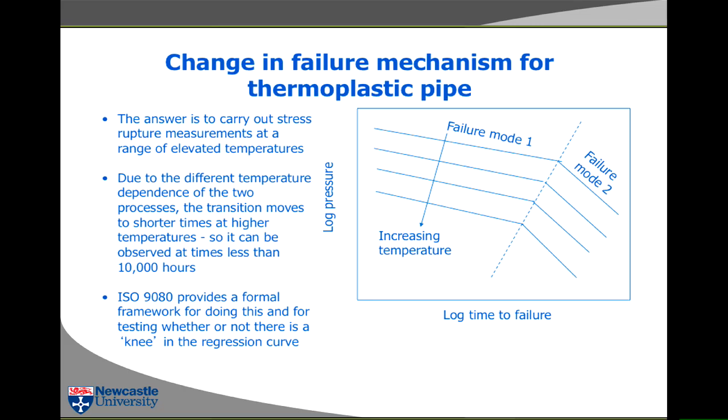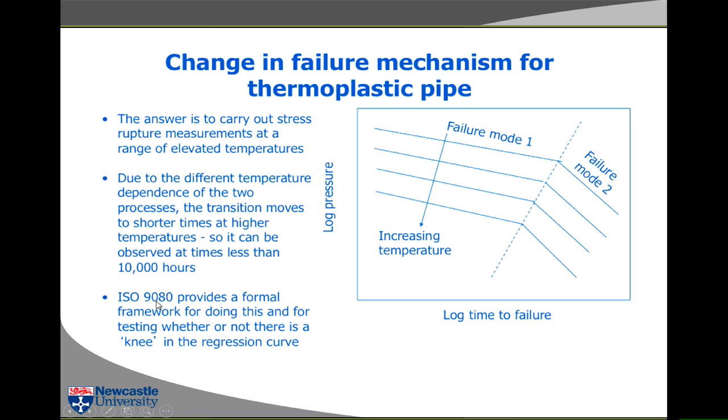For thermoplastic pipes, they changed the qualification procedure so that you had to do tests at at least 4 different temperatures and actually get four regression curves. So due to the temperature dependence of the two processes, the transition moves to shorter times at higher temperatures, so it can be observed at times less than 10,000 hours.